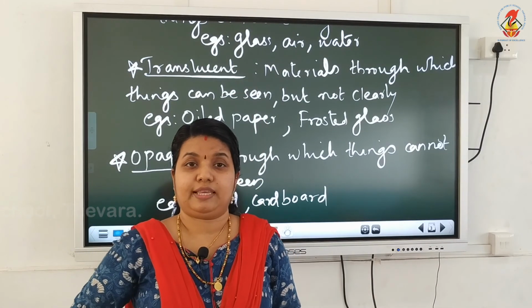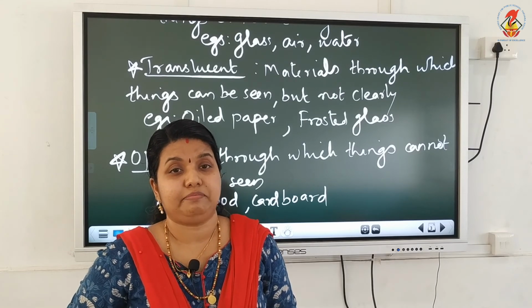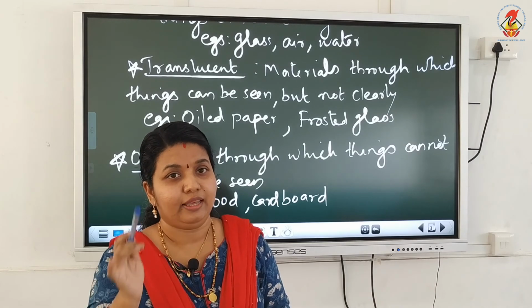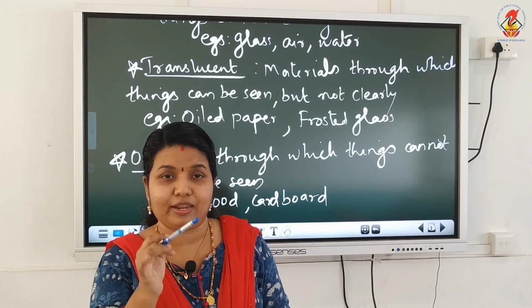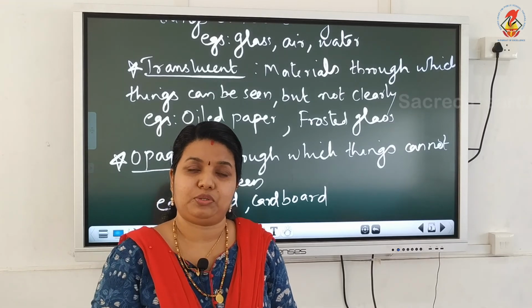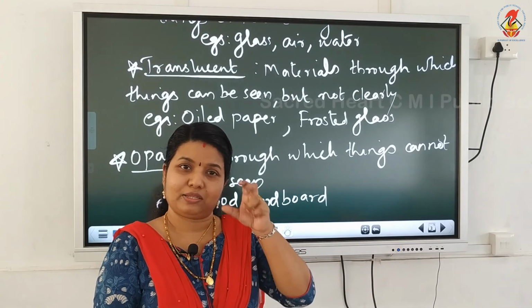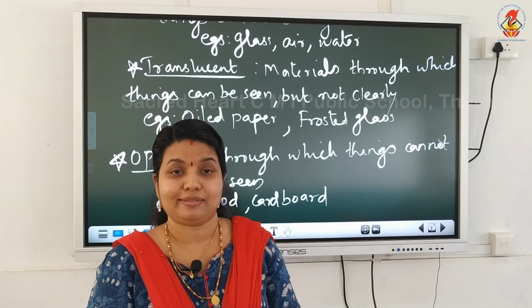Materials through which things can be seen but not clearly are known as translucent materials. Oil paper or butter paper, tracing paper, frosted glass, a kind of glass through which full vision is not possible. Clear vision is not possible. That is known as frosted glass. Okay. So, light passes through such materials but not completely. They are known as translucent.